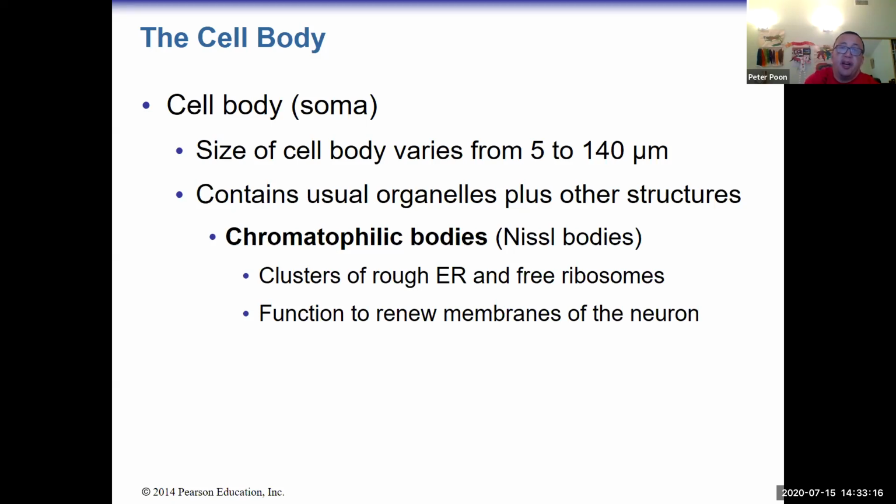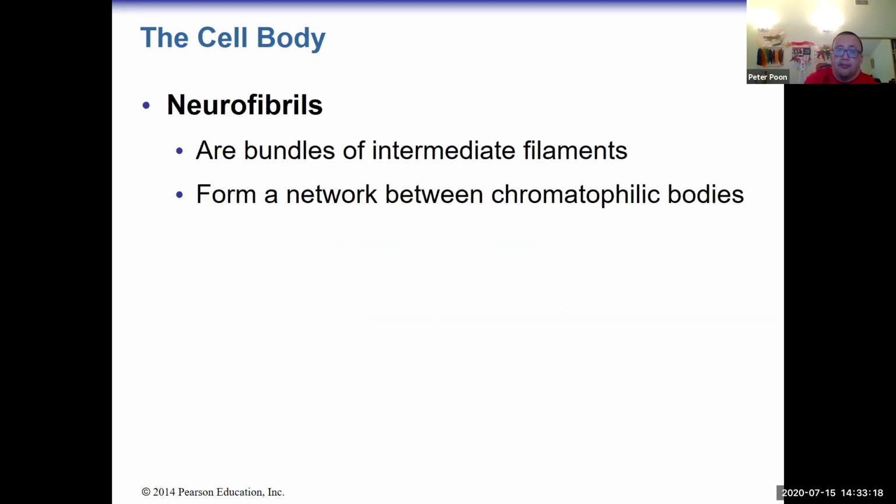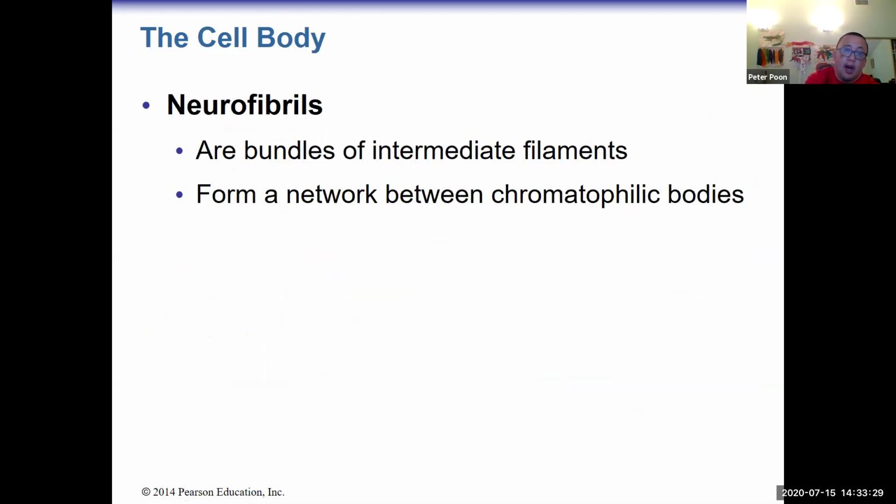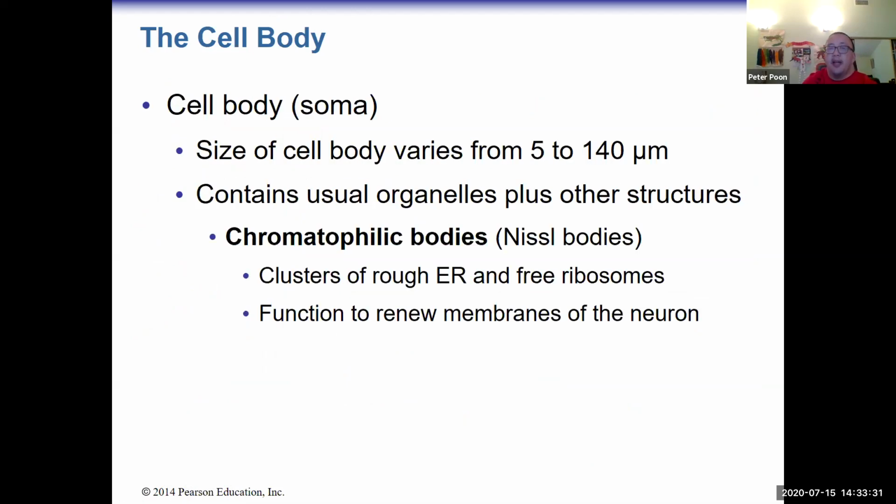The neural cell body, okay? So here, this is a cell body. The cell body has a whole bunch of stuff in it. That stuff is actually the ER and free ribosomes hanging around. The neurons produce a huge amount of protein, which gives them a big rough ER and free ribosomes.